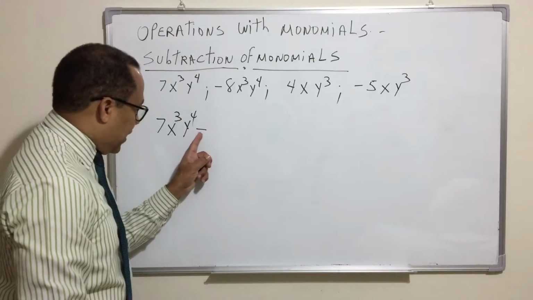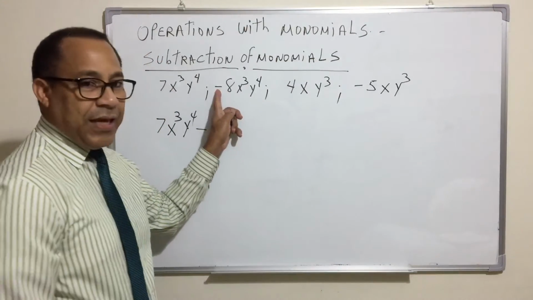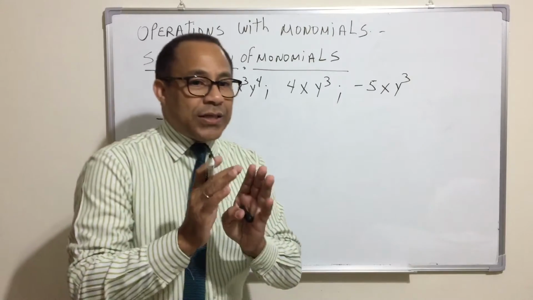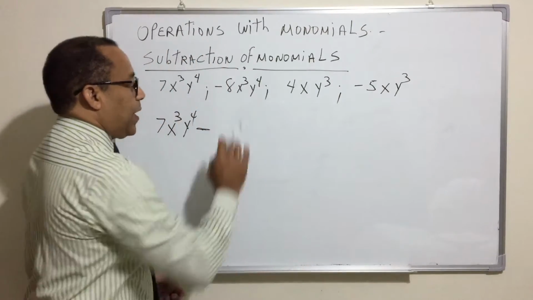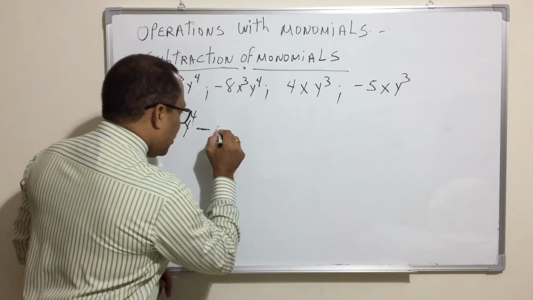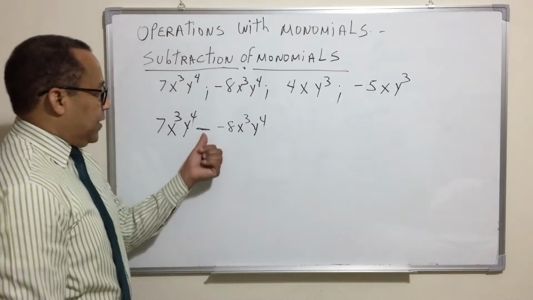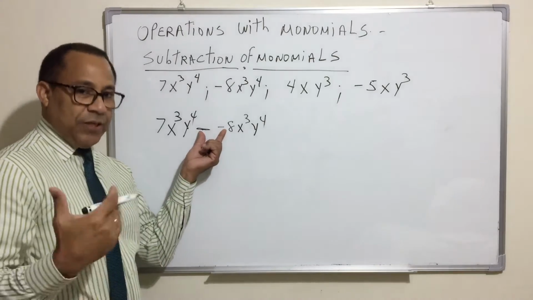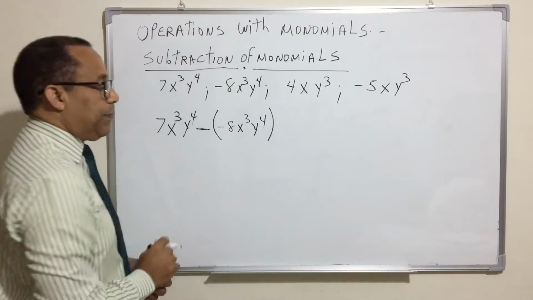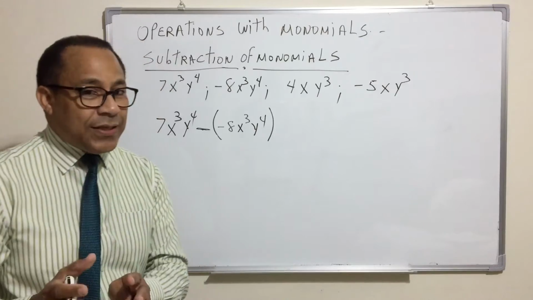So this negative sign is independent from this negative sign. This negative sign is because we are subtracting, but this term has its own sign, which is negative. So I'll bring down the negative 8x to the third y to the fourth. Since we have two signs together, like we said before, what we do is we place a parenthesis to separate them. I'll bring down our next term, subtracting.